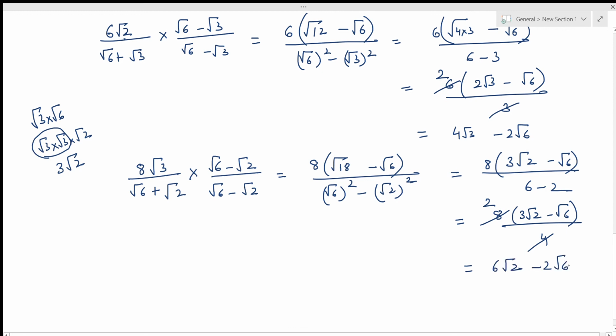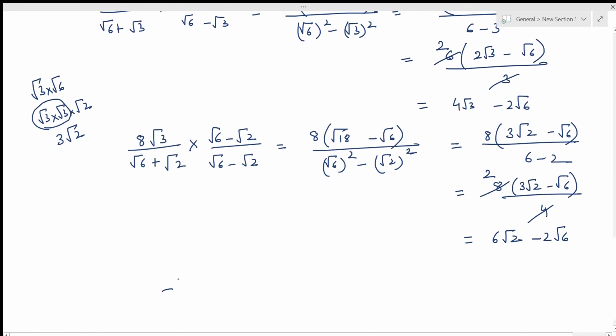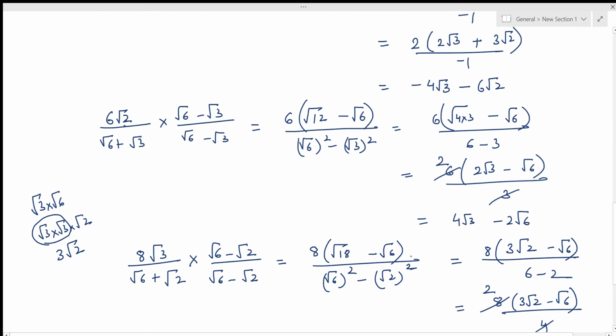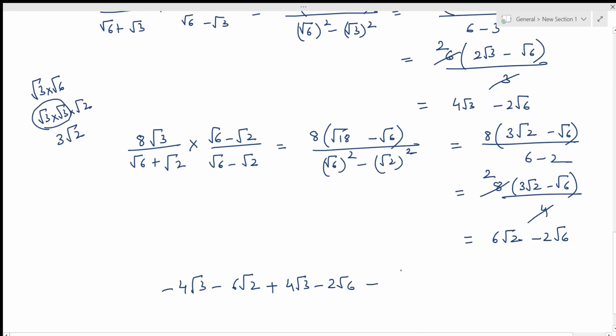Now let's take the question: one sign is plus, another is negative. So minus 4 root 3 minus 6 root 2, then I have plus 4 root 3 minus 2 root 6. Then I have minus sign outside, minus 8 root 3, so it will be minus 6 root 2 minus 2 root 6.